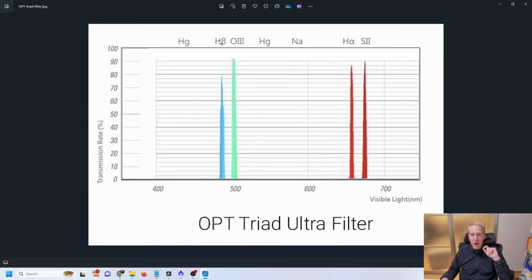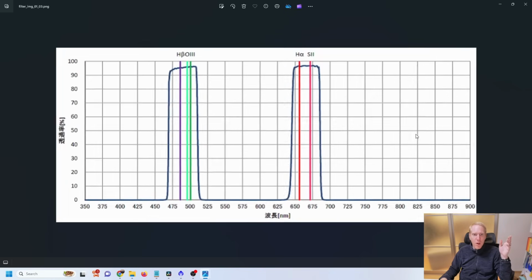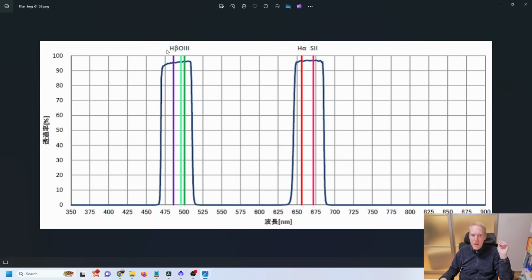So this one, H-beta, oxygen 3, H-alpha, and sulfur 2. Or this particular filter, which is like 2 band passes, but they also cover H-beta, oxygen 3, H-alpha, and sulfur 2. The only difference between the two filters is that this one will perform much less well in light polluted areas because it emits a lot more light pollution. So what is the point of those filters?